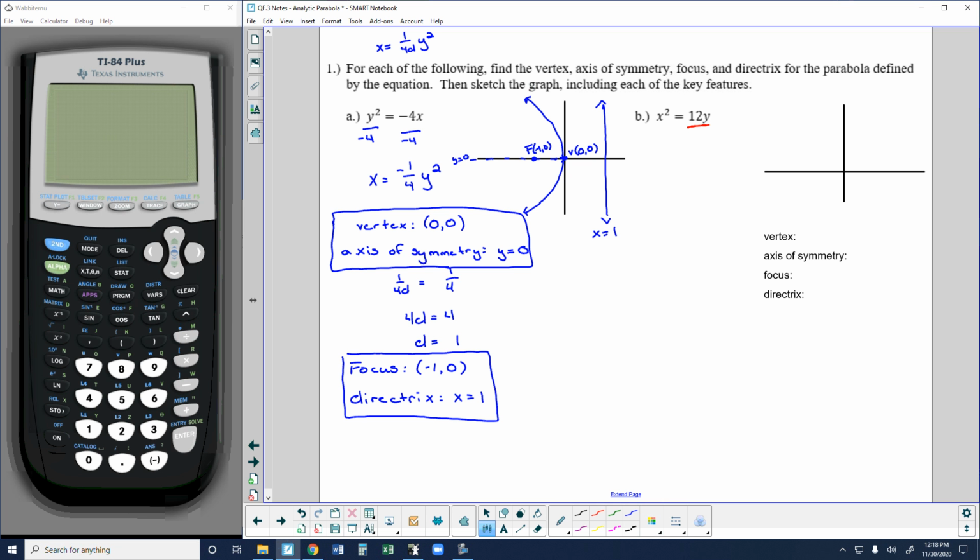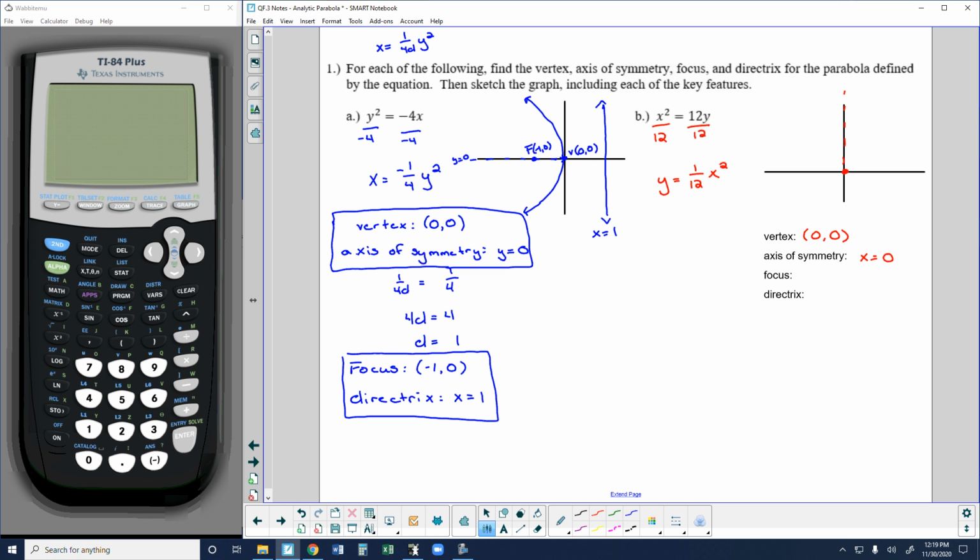So I'm going to divide by 12 here, and I'm going to write this as a fraction with y to the left. So y is equal to 1 over 12 x squared. What I can see here is that there are no shifts to the left or to the right. So my vertex is 0, 0. My axis of symmetry has to be on or going through my vertex. Now this parabola, if I look at our equation, has a positive leading coefficient, so this parabola is going to open up. My axis of symmetry is going to be the line x equals 0 because it is a vertical line.